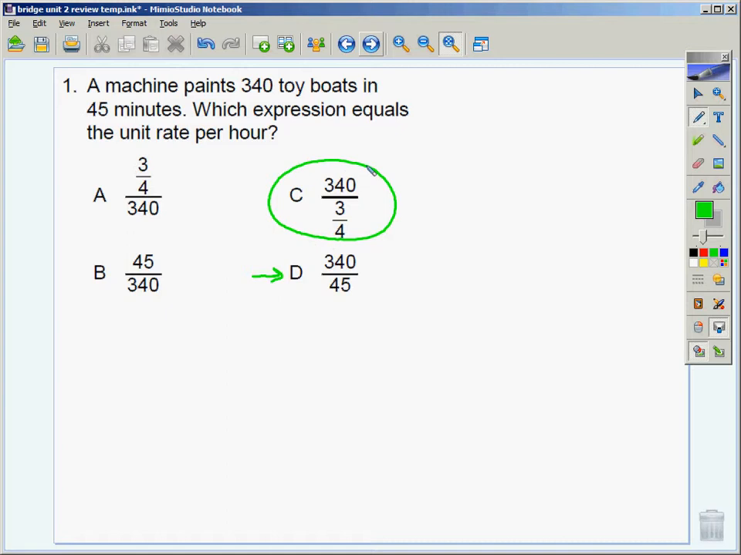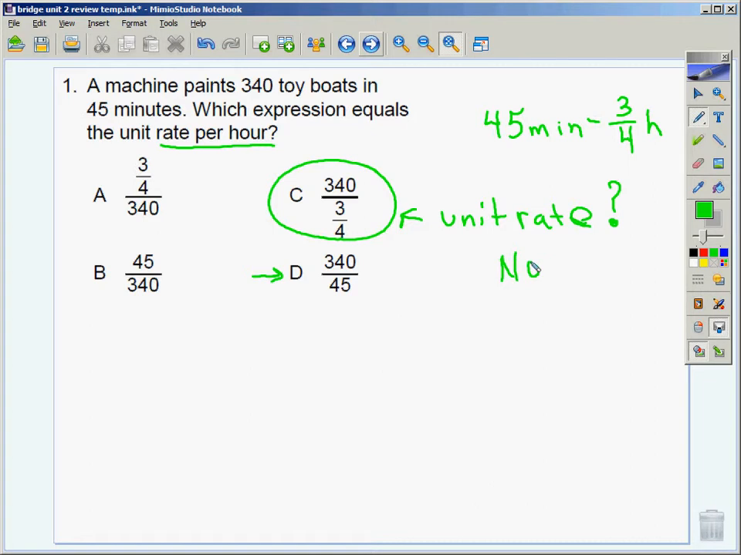We have to remember that they're looking for the rate per hour. Although they gave me 45 minutes, 45 minutes is 3/4 of an hour. Here's another question that they didn't ask from this, but I'd like to ask it. Is this a unit rate? Yes or no? Can you tell me why?